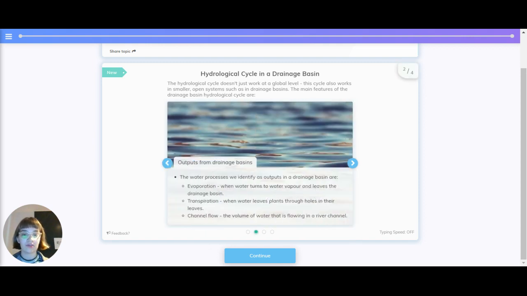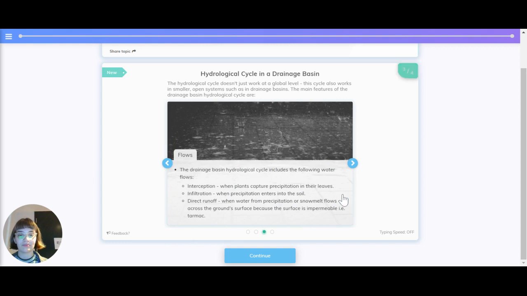There are also different outputs in drainage basins. There's evaporation, when water turns to water vapour and leaves the drainage basin. Transpiration, when water leaves plants through holes in their leaves. And channel flow, the volume of water that's flowing over a channel.